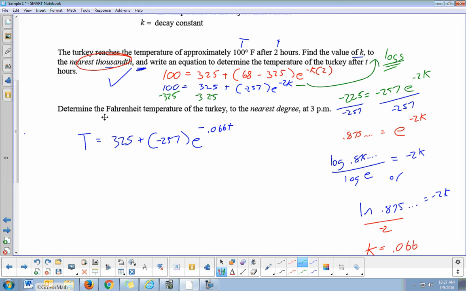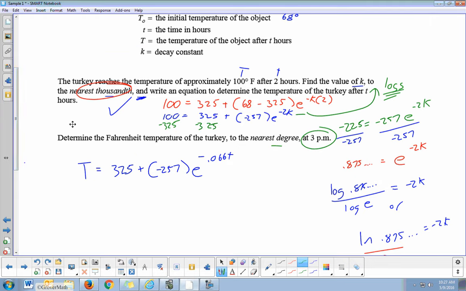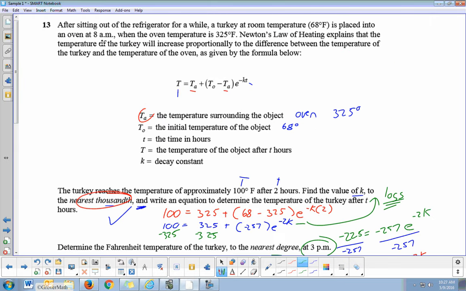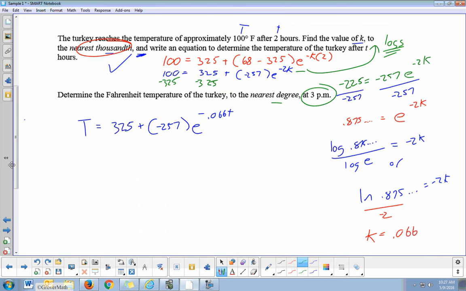Then, determine the Fahrenheit temperature to the nearest degree at 3 p.m. So now that we have an equation, 3 p.m. But t is time in hours, so we're not going to put 3 here. It was put in at 8 a.m. So how many hours later? 9, 10, 11, 12, 1, 2, 3. That is 7 hours later. Let me do that again. So we put it in at 8, so 8 to 9, 10, 11, 12, 1, 2, 3. That is 3, 6. That is 7 hours later.